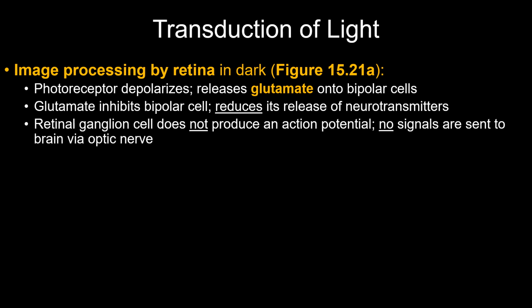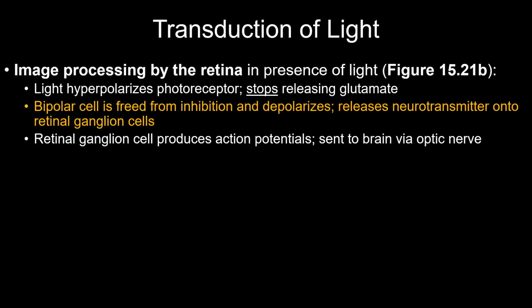But in the light, light is going to hyperpolarize the photoreceptor, and so it stops producing glutamate. And so that glutamate is not going to be latching onto the bipolar cells, right? Now, with the bipolar cell freed from inhibition, this depolarizes and releases neurotransmitters back onto the retinal ganglion cells. And again, remember, in these bipolar cells, a local potential is plenty enough to trigger the release of an excitatory neurotransmitter.